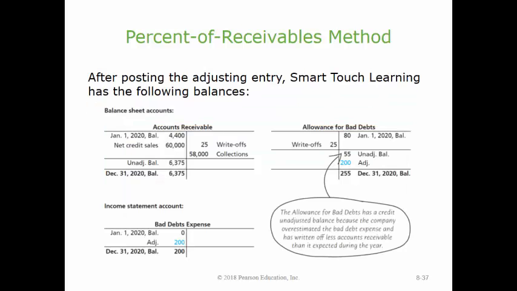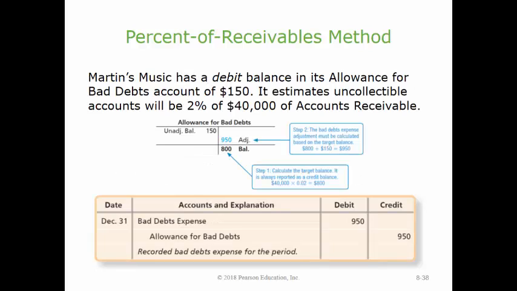After posting the adjusting entry, Smart Touch Learning has the following balances in its accounts. Accounts receivable, $6,375 debit balance. Allowance for bad debts, $255 credit balance. And bad debts expense, $200 debit balance.